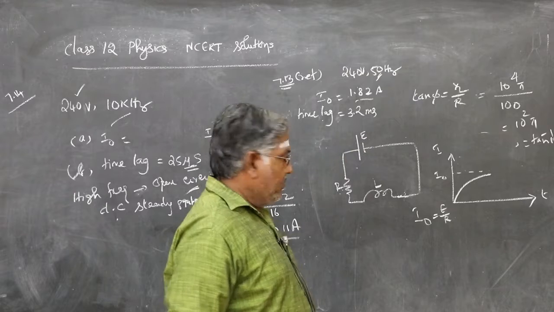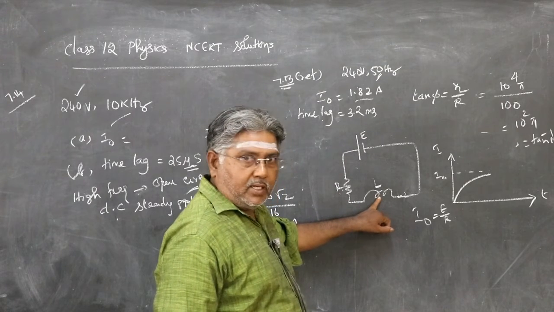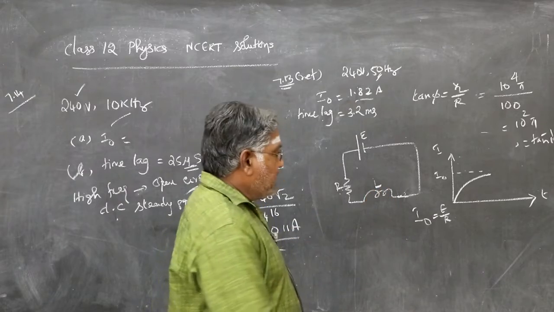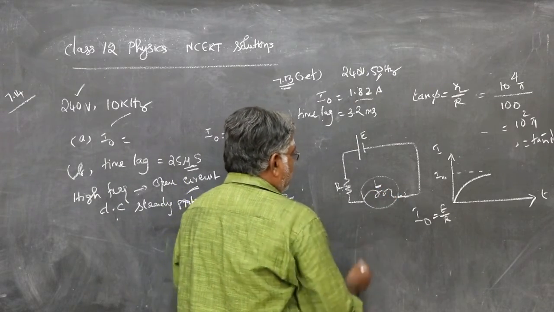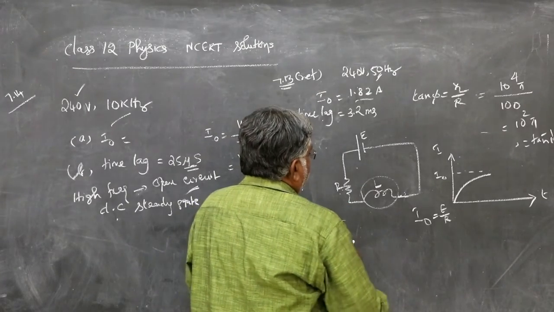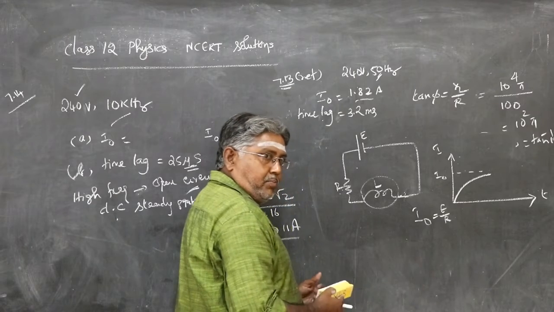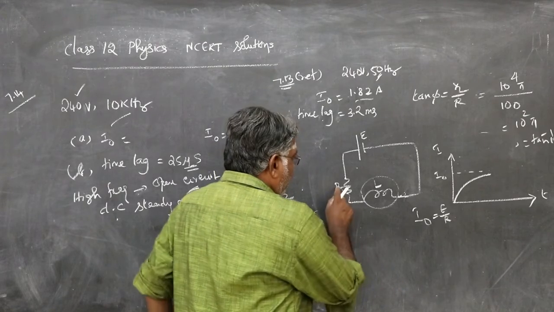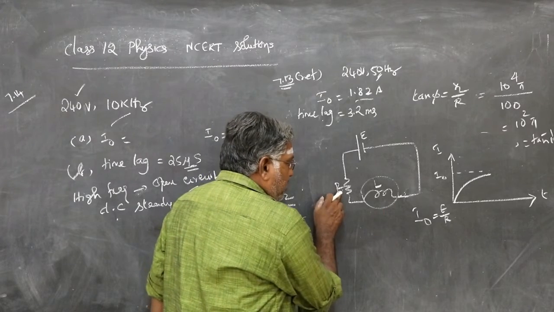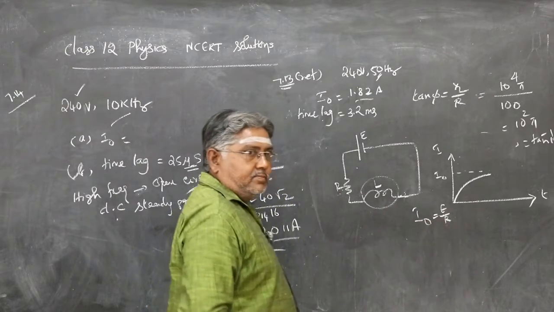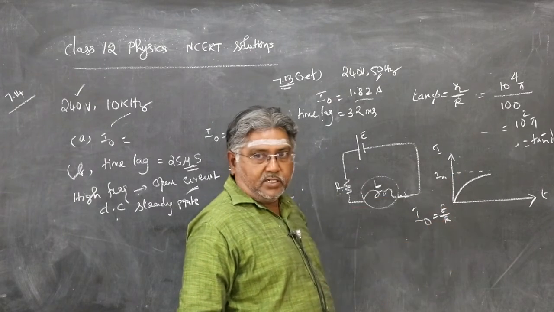E by R, but no contribution from the inductor. It is as if it is a perfect conductor. That means it doesn't offer any opposition, no resistance, nothing. Perfect conductor means no resistance. Only this R is taken. No extra R is considered here. Under steady state, this is only the steady state current.